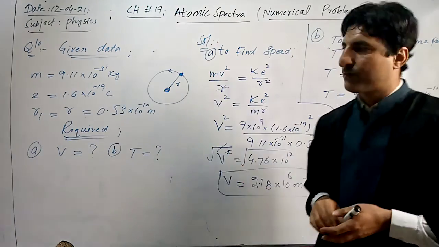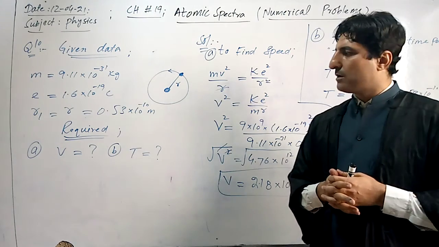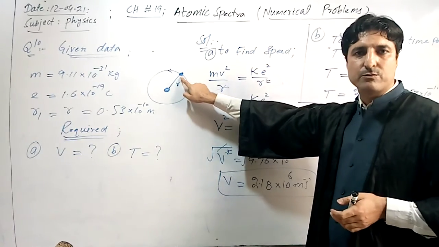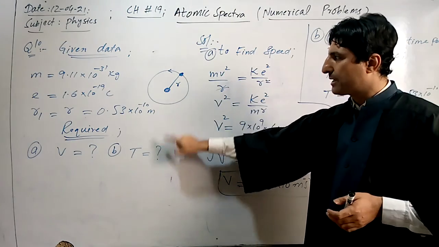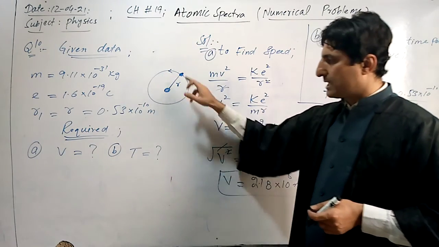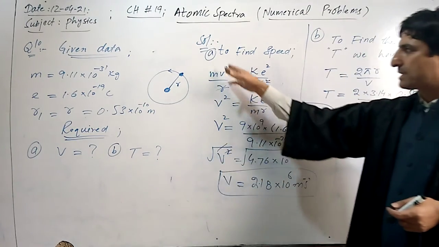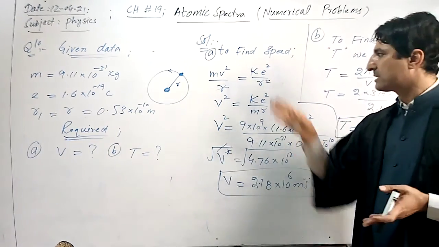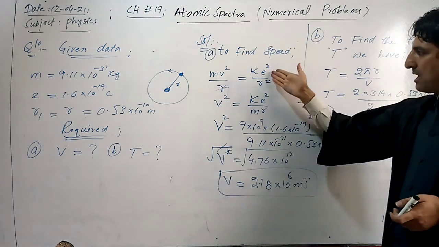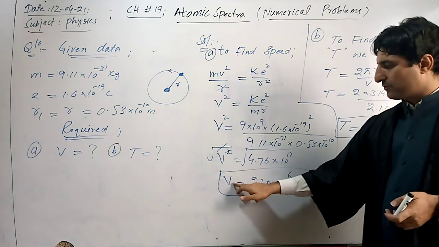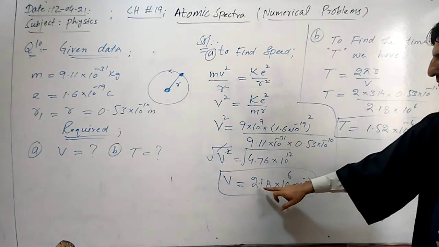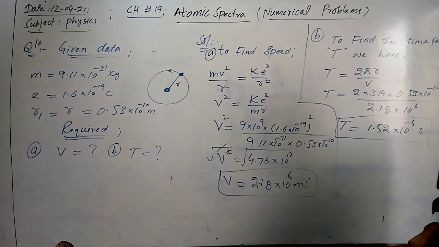So let me summarize it briefly. Dear student, in this question we are told that we have to calculate the speed or velocity v of the electron and the time period in the first orbit of the hydrogen atom. The electron speed is calculated by comparing the centripetal force and the Coulomb force, mv square divided by r equal to ke square divided by r square. By performing all these calculations, we get that the speed of the electron in the first orbit is 2.18 multiplied by 10 power 6 meter per second.